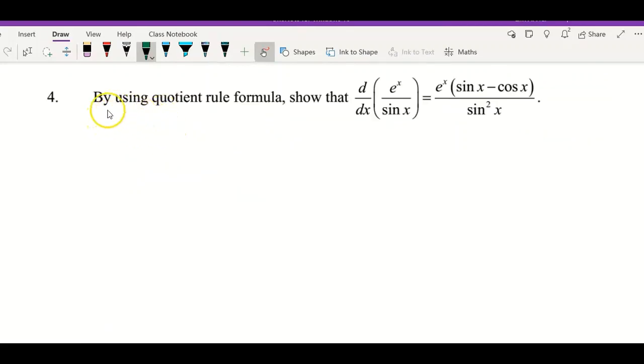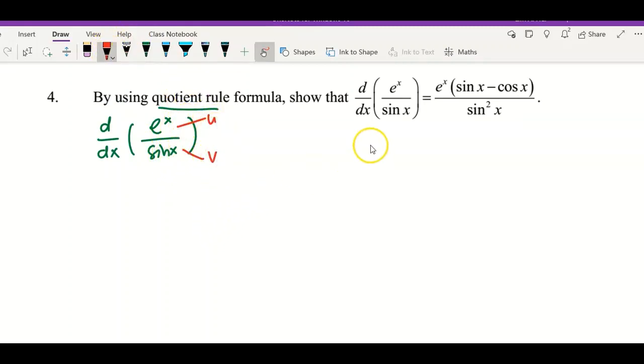So this is the last question. This is question 4. Now we need to use the quotient rule formula. Show that the derivative of this function equals this. The answer is given over here. So we are going to differentiate the function e^x over sine x. Then we'll take this as your u function. This is your v function. Write down your u first. U equals e^x. Then your u prime is equal to e^x.